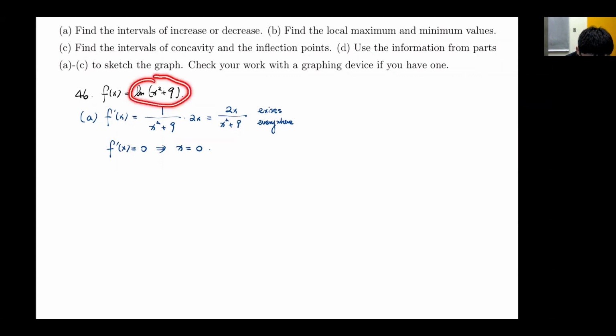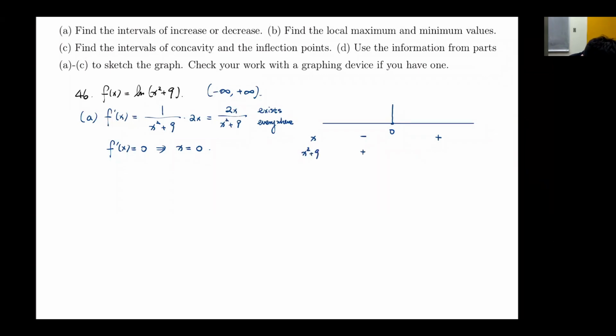Also notice that this exists where x squared plus 9 is strictly greater than 0. But this is always the case because x squared plus 9 is greater than or equal to 9. So the domain of this function will be negative infinity to positive infinity. Then 0 will separate the domain into two parts, the part greater than 0 and the part less than 0. It's very easy to tell that to the right of 0, x is positive, and to the left of 0, x is negative. And the denominator is always positive.